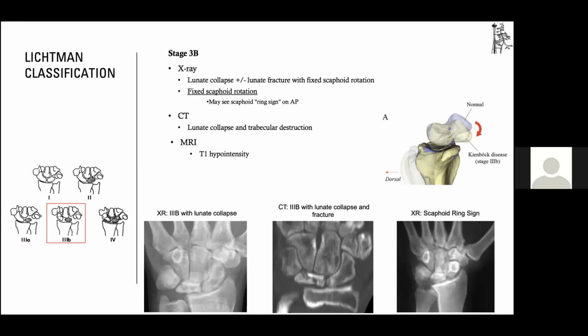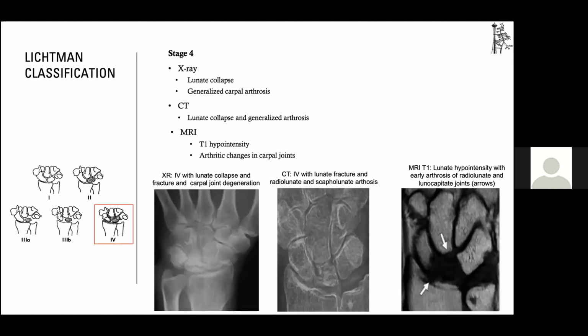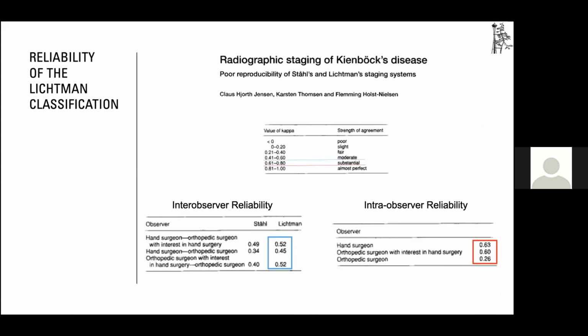In stage 3B, the scaphoid rotation has now become fixed, and one way that we can define this is by looking at the scaphoid ring sign seen in the bottom right of the screen, which is formed by looking down the longitudinal axis of the scaphoid, which is now flexed forward on a PA view. On CT, we'll again see the lunate collapse and MRI T1 hypointensity. And finally, we lead to stage 4, which is characterized by generalized carpal arthrosis in addition to the previously noted carpal collapse. And this is visible on all imaging modalities.